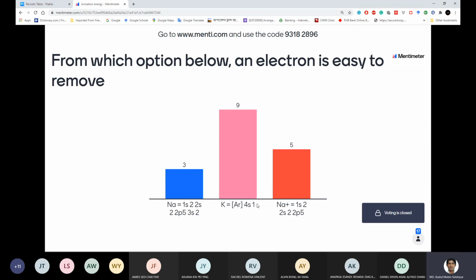Okay, so I was talking that for sodium, 3 of us chose this one, 9 of course chose the correct one, and 5 of us chose this one also. But can anybody try to explain why this is correct or why this is not correct? Would anybody like to volunteer?